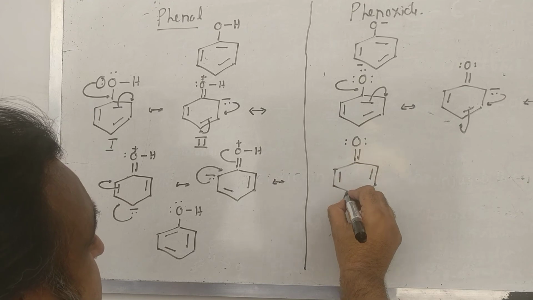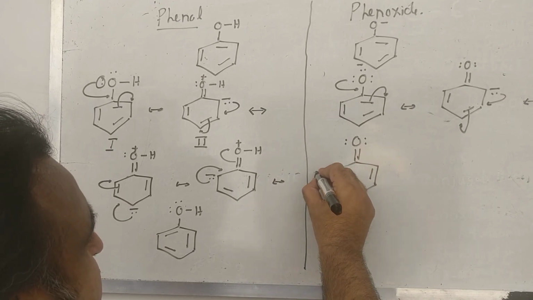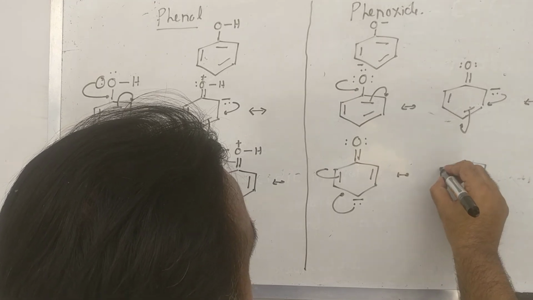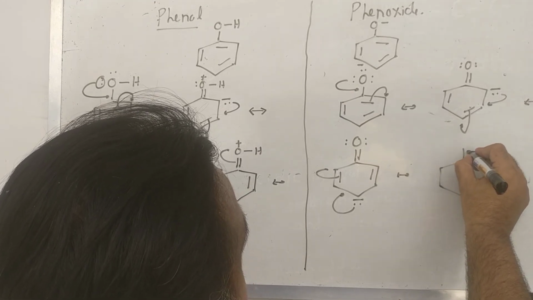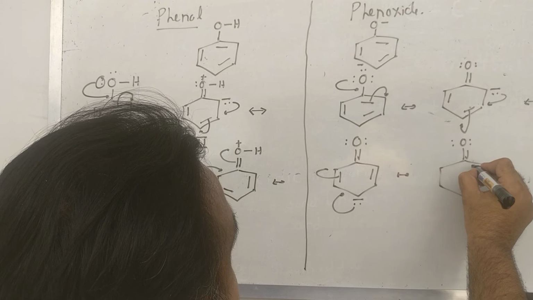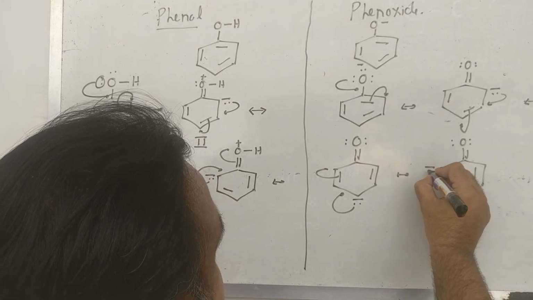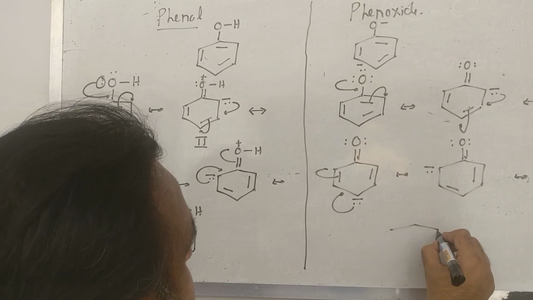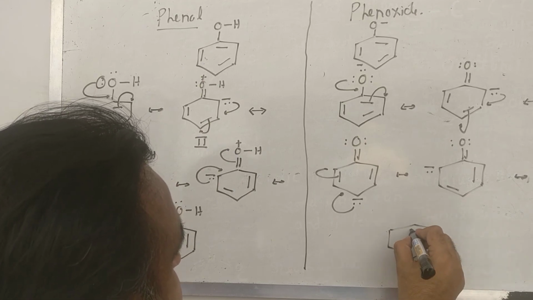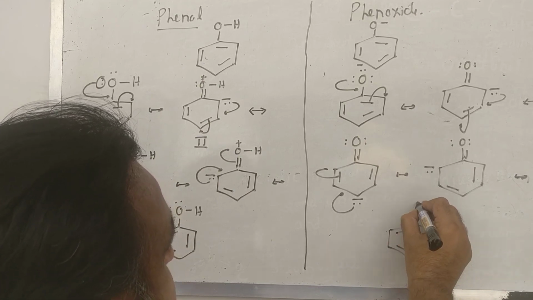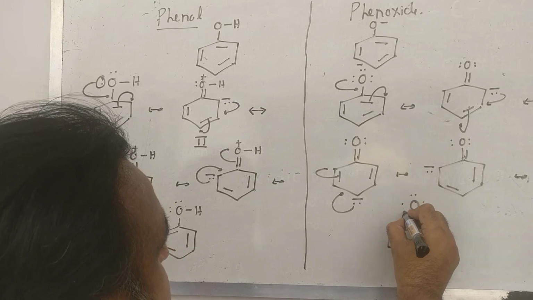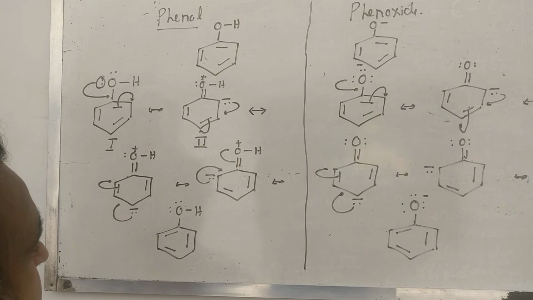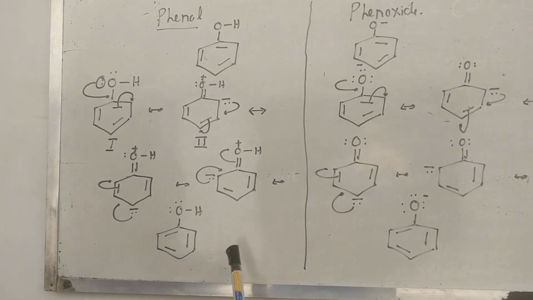See, this structure doesn't have a charge separation. This structure will not have any charge separation, only the negative charge getting delocalized. And we get back the original structure. So you can see in the resonating structures of phenoxide ion, we don't have any charge separation, only the negative charge is delocalized. So this molecule is less stable, and this molecule is more stable.